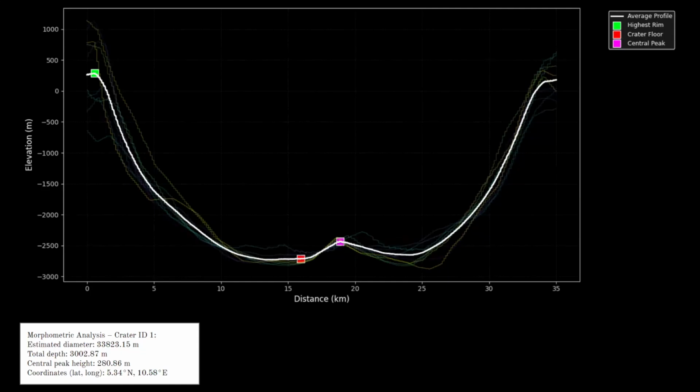So we have here the crater ID. I ran this toolkit now just for one crater, but we can run it for 1,000 craters if we want. The estimated diameter was found to be 33.8 kilometers. The total depth was found to be 3 kilometers, and the central peak height was found to be 280 meters. And also we have the coordinates in lat-long for Halloumi crater, at about 5 degrees north and 10 degrees east.